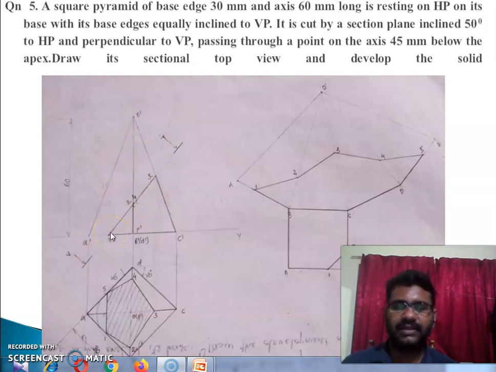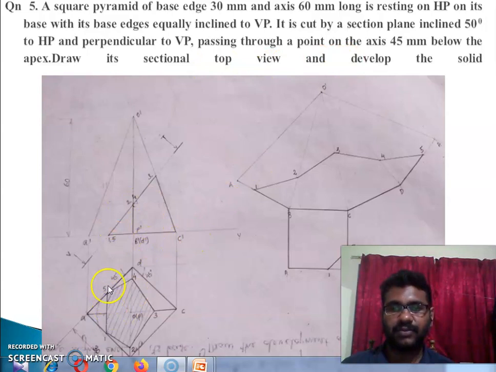So here is a special problem because the section plane cuts the base also. So we have to represent the section point on the base also. We can start from the line AB. The first point is on AB, then the second point is on BO, the third point is on CO, then the fourth point is on DO, then the last point is on AD. So here we have to draw the sectional top view, and also we have to develop the solid.